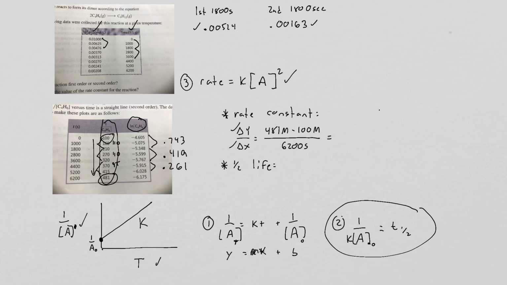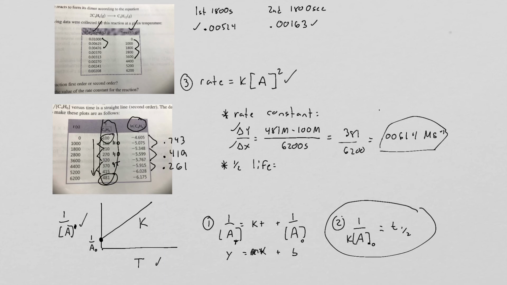When I do that math, I get 381 over 6,200. Notice you're going to have molarity to the minus 1 seconds to the minus 1, which is the normal rate constant you would expect for something that's second order. When you do this, you can check it with your calculator, you really should. You get 381 over 6,200, and then you get 0.00614, and the units are molarity to the minus 1 seconds to the minus 1. And that's the rate constant.